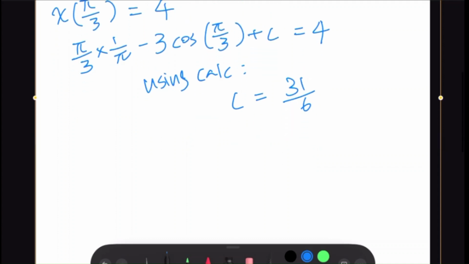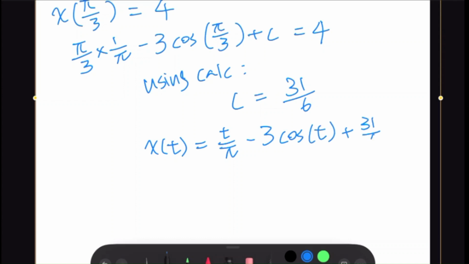Oh, good on you, Max. So then we would finally have the answer of t on pi minus 3 cos t plus 31 on 6. And that's our two answers.